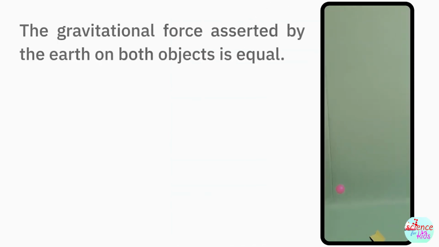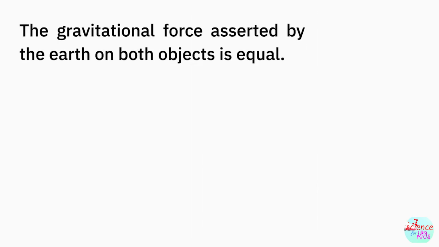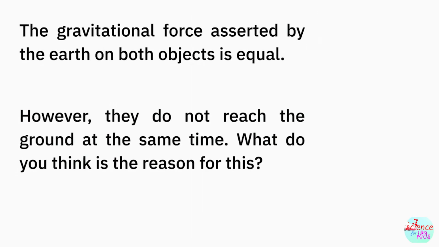Let's do an activity. In this activity, a ball and a piece of paper are dropped from the same height. As the objects are released, they start falling towards the ground due to gravitational pull of the earth. The gravitational force exerted by the earth on both objects is equal. However, they do not reach the ground at the same time. What do you think the reason for this is?